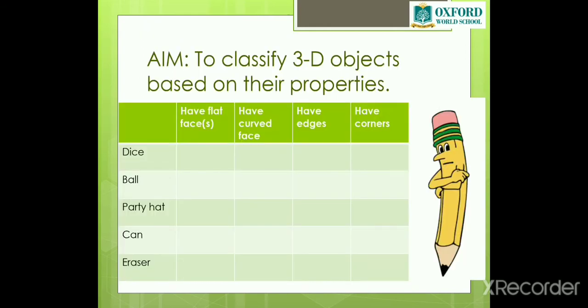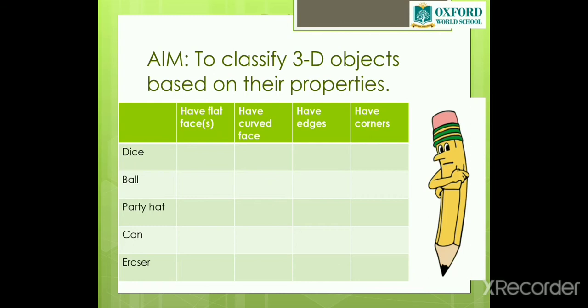Okay, now coming to the second lesson, classifying 3D shapes. We can classify different 3D shapes. We can classify or sort 3D shapes into groups as per their properties. For example, we can group together 3D shapes that have flat faces, which help them slide. Similarly, we can group together 3D shapes that have curved faces, which help them roll.